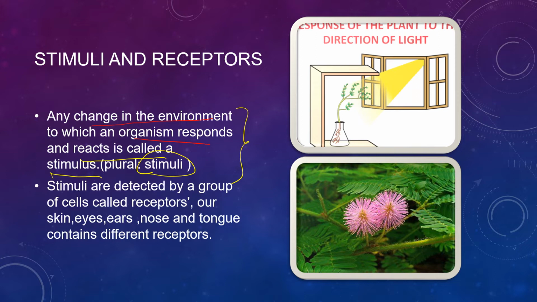Now stimuli are detected by a group of cells. So a group of cells are there in your body and they are called receptors. In your body, like in our skin, eyes, ears, nose and tongue, it contains different receptors. So throughout our body we are having different receptors. Like animals, plants also respond to certain stimuli. So like that we can say that plants are also having several receptors in their body through which they react.